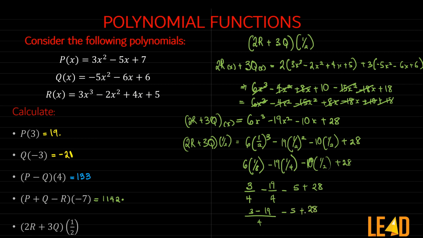So 3 minus 19 should give you negative 16. So negative 16 over 4 would give you minus 4. Right, so I'll say that again. 3 minus 19 should give you negative 16. Negative 16 over 4 would give you negative 4. So I just end up with negative 4. So minus 4 minus 5 plus 28. That would be minus 9 plus 28, which gives me positive 19. Okay, so that gives me positive 19. Yay, so I made it without the calculator.